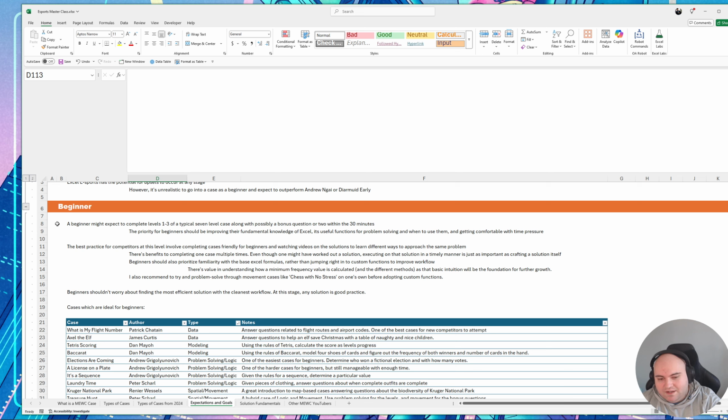And that's an important distinction. I'm sure a lot of cases that are beginner friendly would be solvable with unlimited time, but I think within that 30-minute time frame, that's a good benchmark. I would say the priority for beginners should be to improve their fundamental knowledge of Excel, the useful functions that problem solving relies on, when to use them, and getting comfortable working under the time pressure. I think it's best practice for competitors at this level to complete the cases that are beginner friendly, as well as watch the solutions that other people have made to the cases they have just solved.